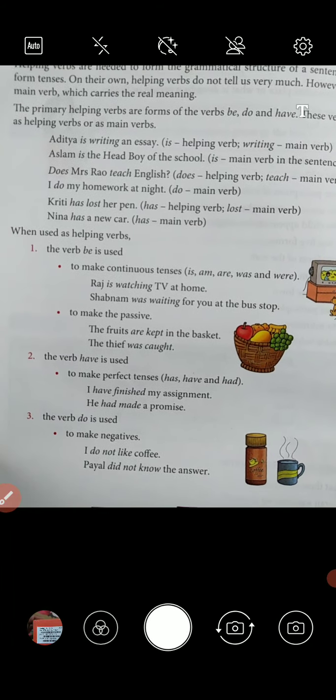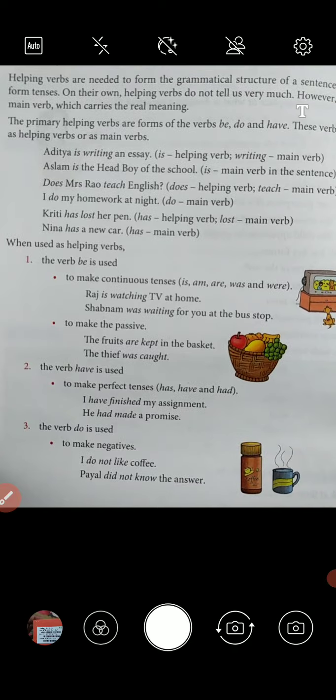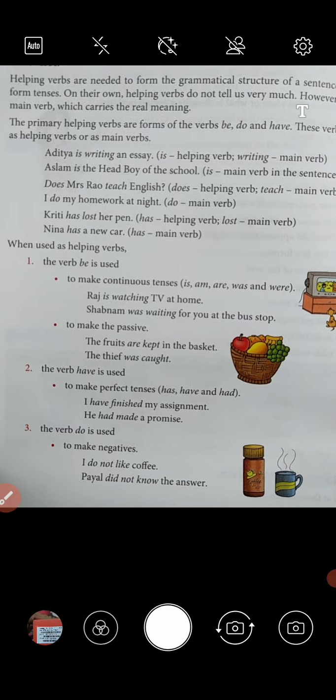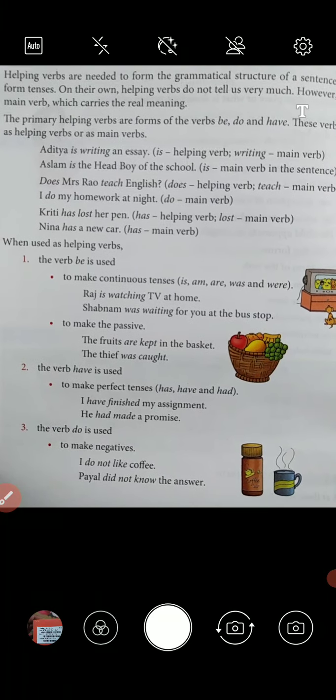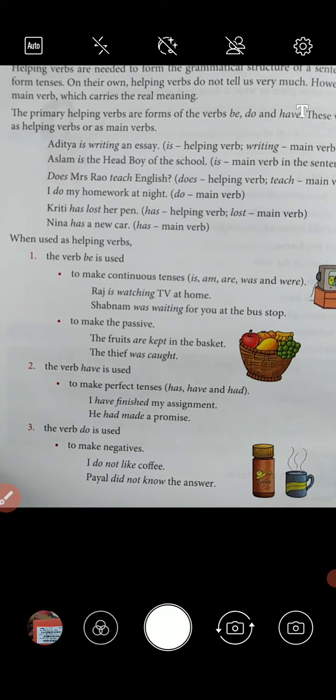So what is Raj doing here? He is watching TV. So which is the verb here? Watching. Watch plus ing, watching. The verb is watching.